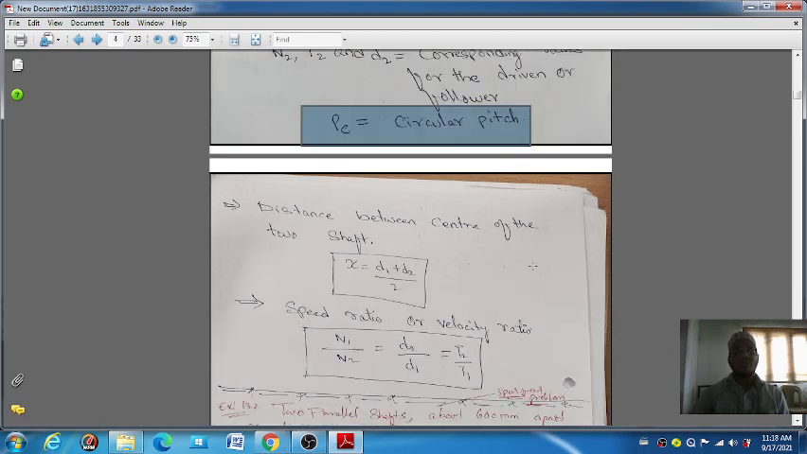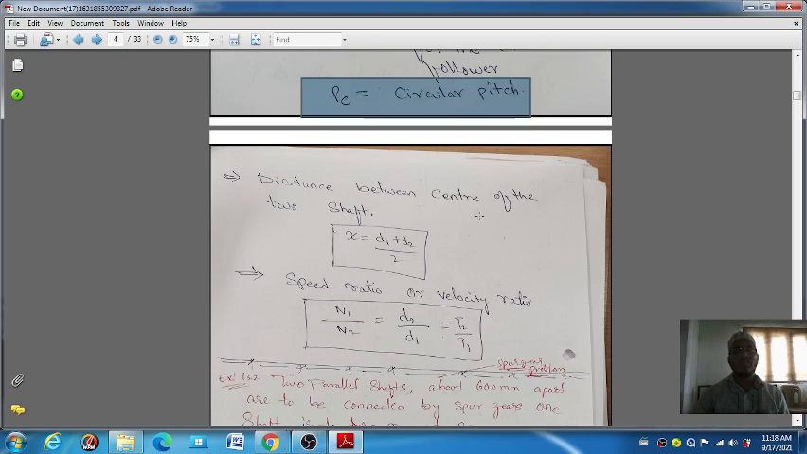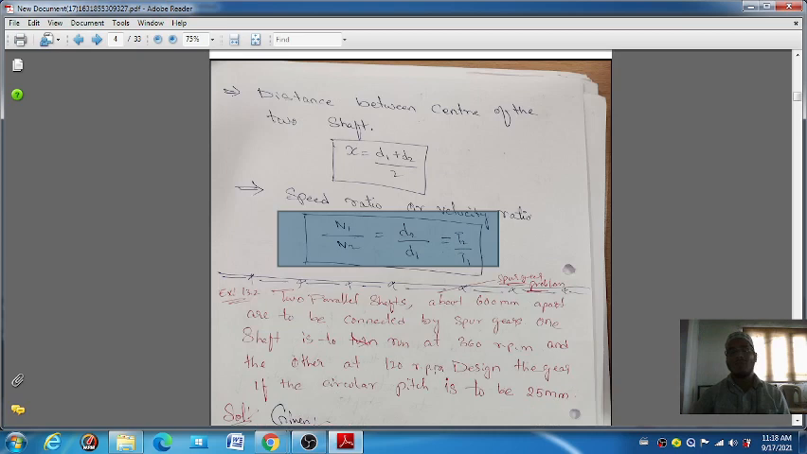Okay, the next is the distance between the centers of the two shafts; that formula is there. This formula we have to take in that problem. X is equal to (d1 + d2) by 2, and the speed ratio is n1 by n2 is equal to d2 by d1 is equal to t2 by t1. Okay, you have to remember.